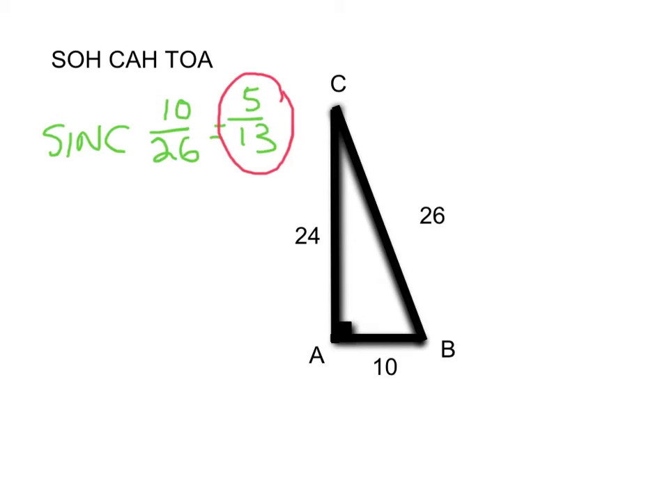Okay, now let's say if I asked you for, and we can stay on the same one if you'd like, but this time let's go with cosine. The cosine of C, and our cosine is our adjacent over hypotenuse, and adjacent would be the 24 over the 26. So 24 over 26, which would be 12/13.